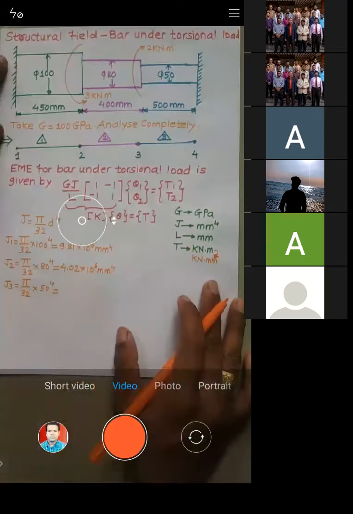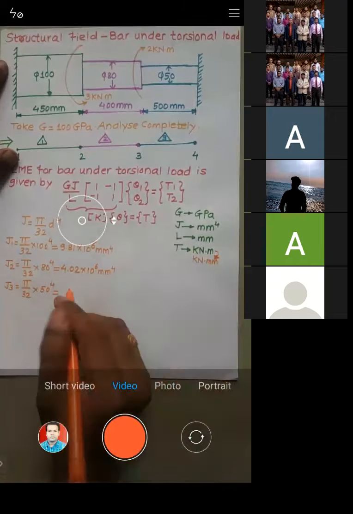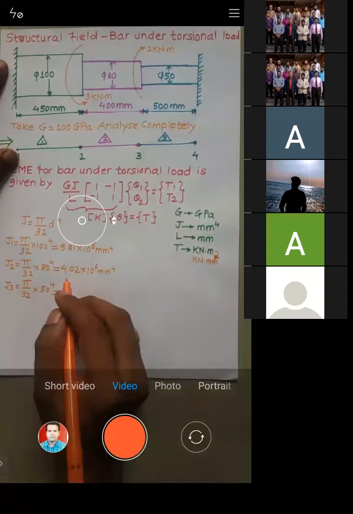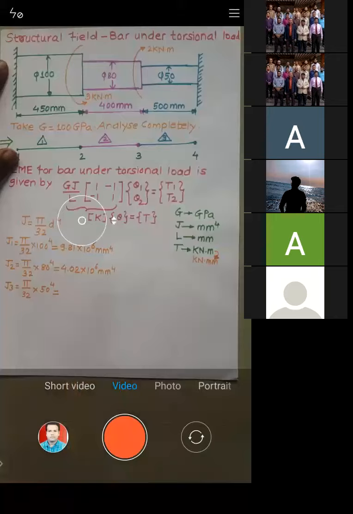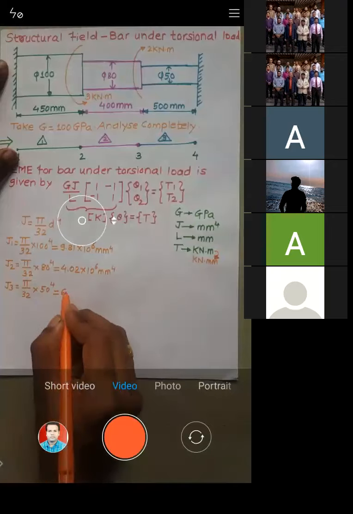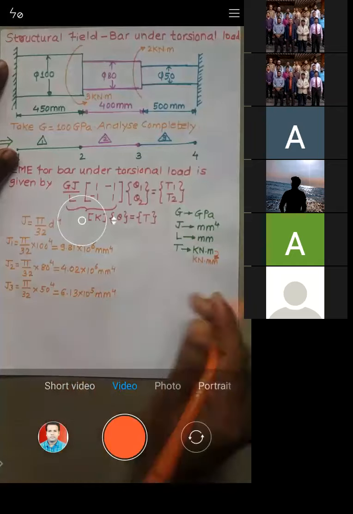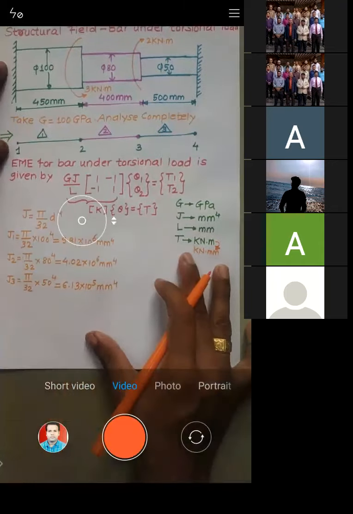And for the third one, 6.13 into 10 raised to power 5 mm raised to power 4, right? So these are the values J1, J2, J3 we got, right?